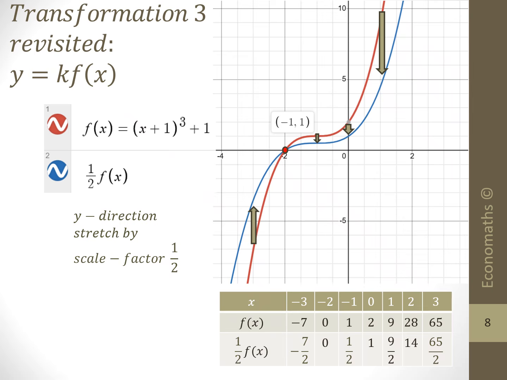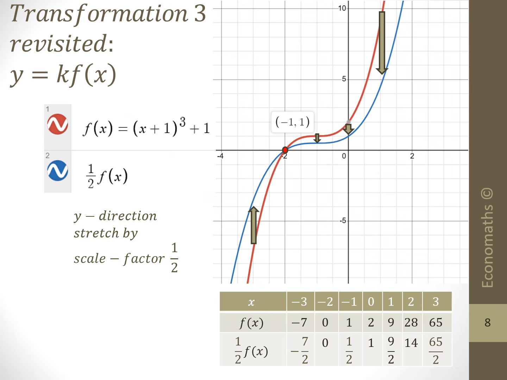Next point along, where we had (0, 2) as the previous y-intercept, the y value again gets halved, so it now goes to the point (0, 1). Our next point along, where we have (-1, 1) on the original f of x function, the y value again is halved to give us -1/2. Also, if we go to the point (-3, -7), the y value gets halved to -3.5, or the half of -7.